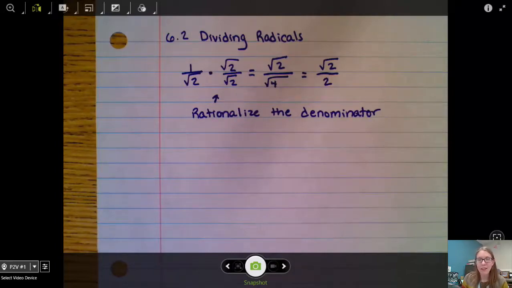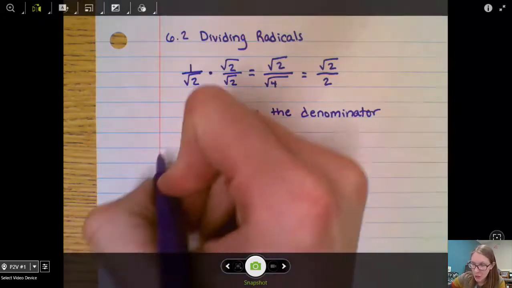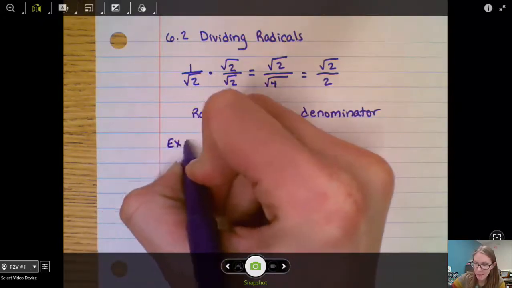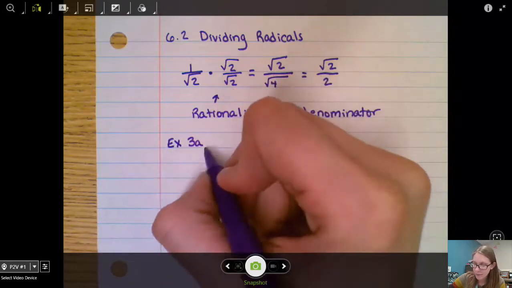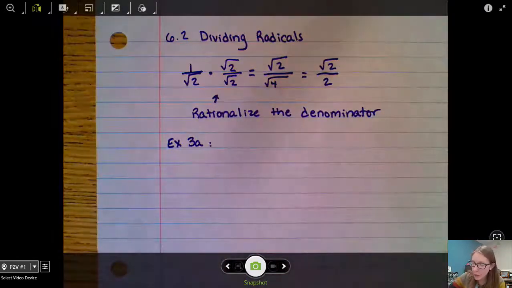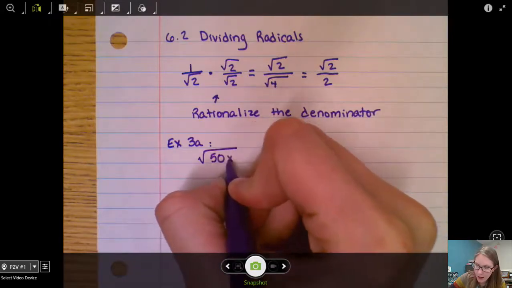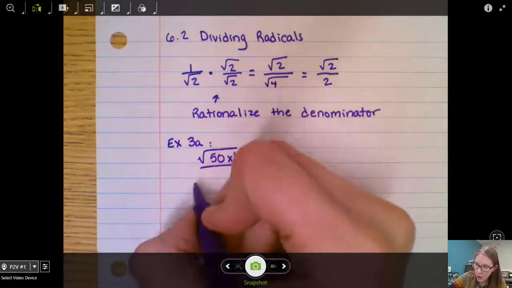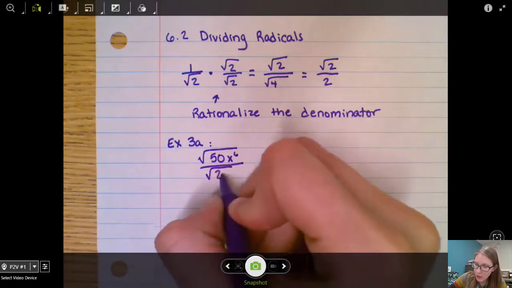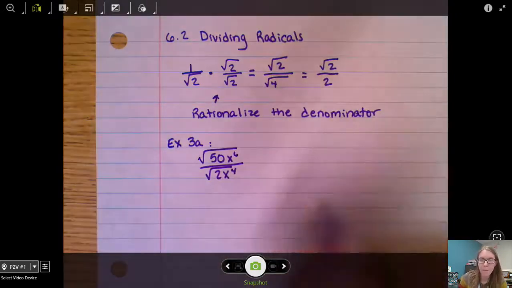All right, so with that in mind, this is going to come into play a lot more with example 4, but let's move into dividing some radicals here. So example 3a. Let's do the square root of 50x to the 6th over the square root of 2x to the 4th.